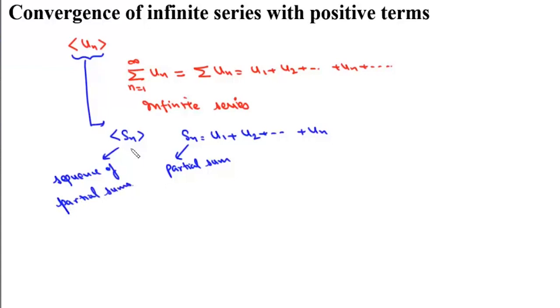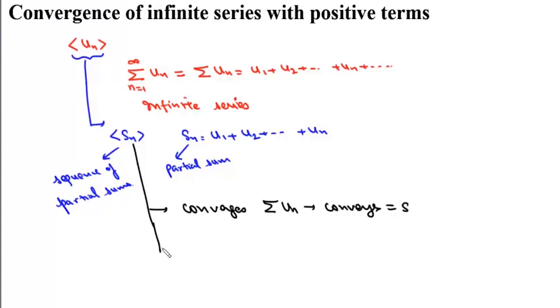Now if the sequence of partial sums converges, then we say this series summation un converges, and suppose it converges to some value, say s. And if this sequence of partial sums Sn diverges, then we'll say this series summation un is going to diverge. So in this video, we'll be discussing convergence and divergence of infinite series.